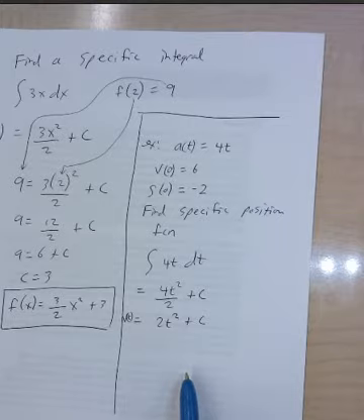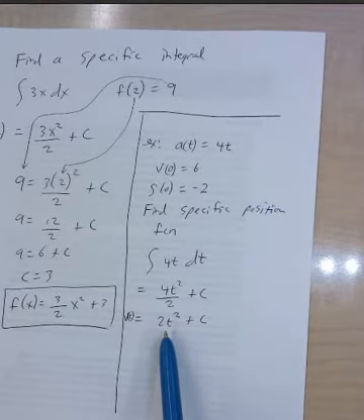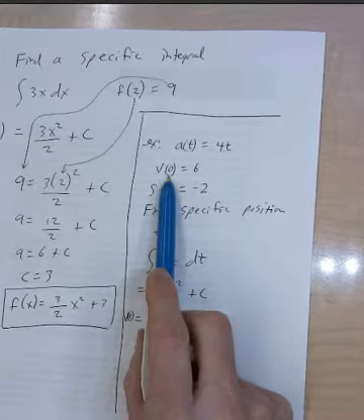But we know something very specific here. We know that v of 0 is 6.